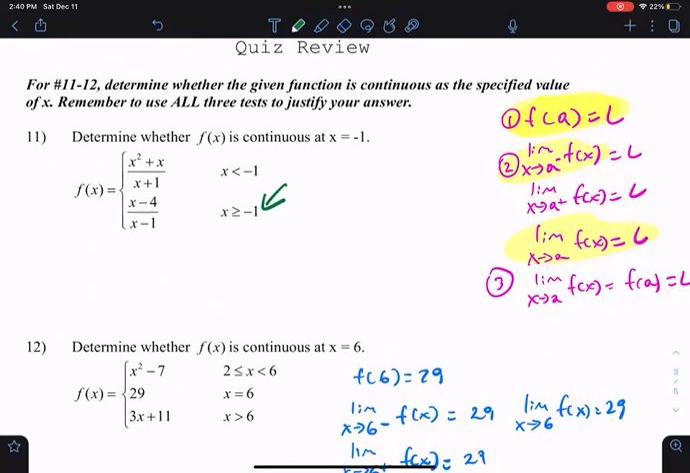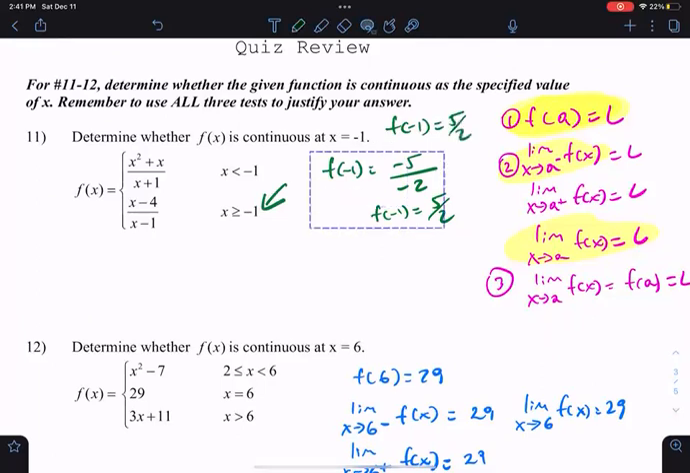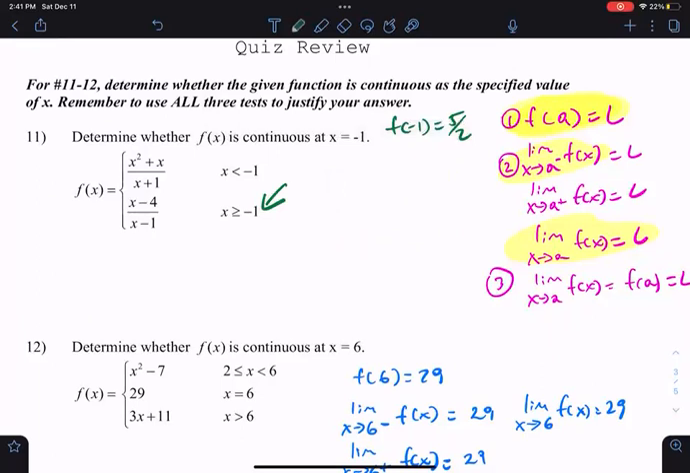So if I plug it in, I get f of -1 equals -5 over -2, right? So that's going to be 5/2. So that's the value of f of -1, right? It's 5/2. So now that satisfies the first condition, right? I'm just checking what's the value of f at -1. Now, I need to check what happens from the left and from the right, right?